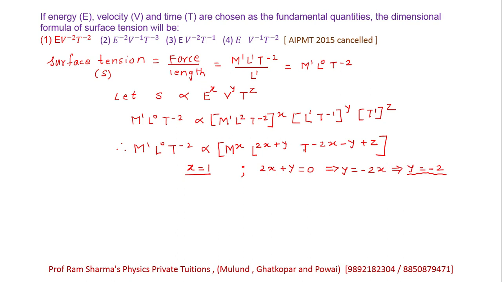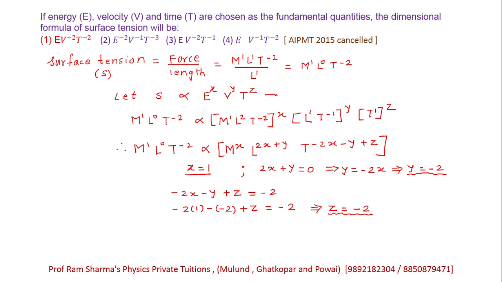Now let's equate the powers of T. The power of T on the right hand side is minus 2x minus y plus z, whereas the power of T on the left hand side is minus 2. Let us substitute the values of x and y. Minus 2 into 1, minus of minus 2, plus z is equal to minus 2. So this minus 2 plus 2 gets cancelled, and z finally turns out to be minus 2. So I know the value of x, y as well as z.